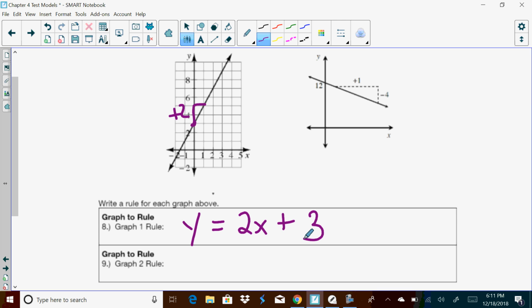For the second graph, it tells me that my zero figure is at 12 and that I have a growth of -4. So I have y equals -4x plus 12.